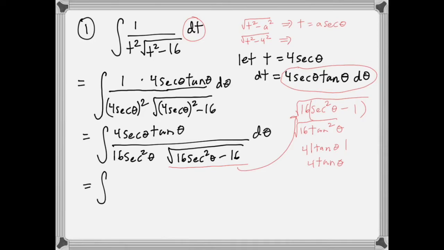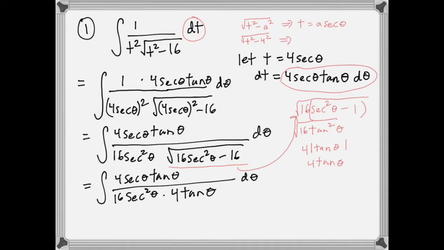Okay, so here's what I get. 4 secant theta tan theta, and on the bottom I get 16 secant squared theta, and then I have another 4 here, 4 tan theta d theta. You can probably notice we can cancel a lot of stuff here. So let's go ahead and do that, right? 4 tan theta goes away with a 4 and a tan theta. And then we have a secant theta on top, which is going to go away with one of these secant thetas on the bottom.